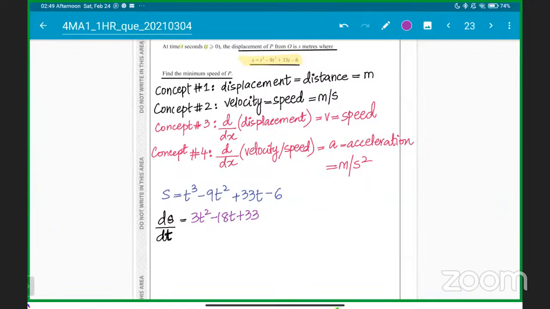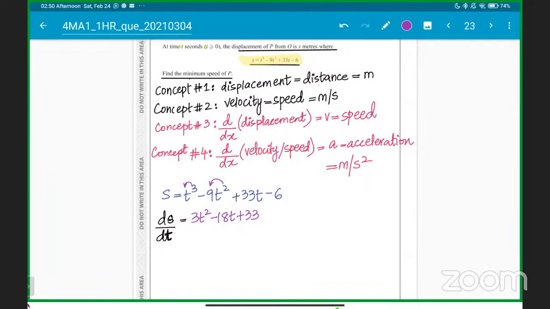See if everyone got this clear. 3t squared: 3 multiplied by the coefficient 1 is 3, 9 times 2 is 18, subtract 1 from the power, 3 minus 1 is 2, minus 18t plus 33. Understood that? Got it, guys? Is everyone clear with me following? Yes, sir.